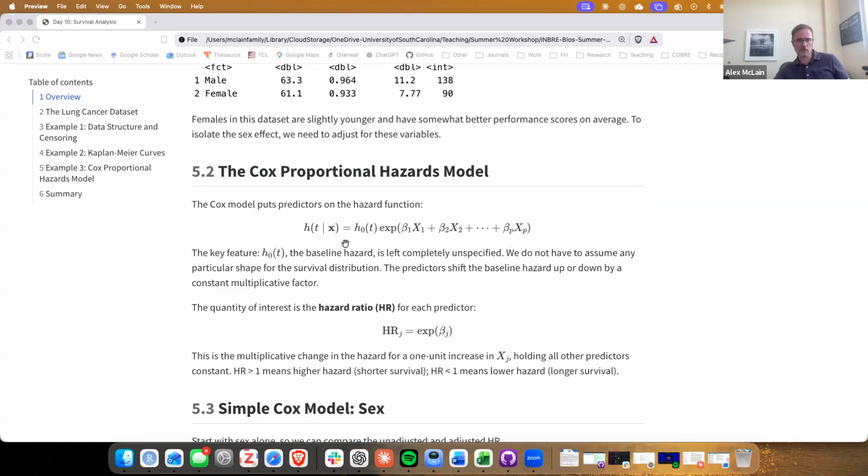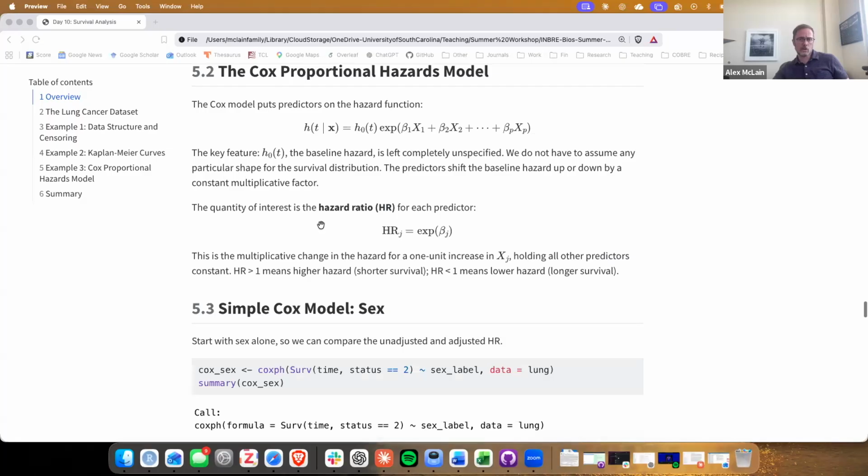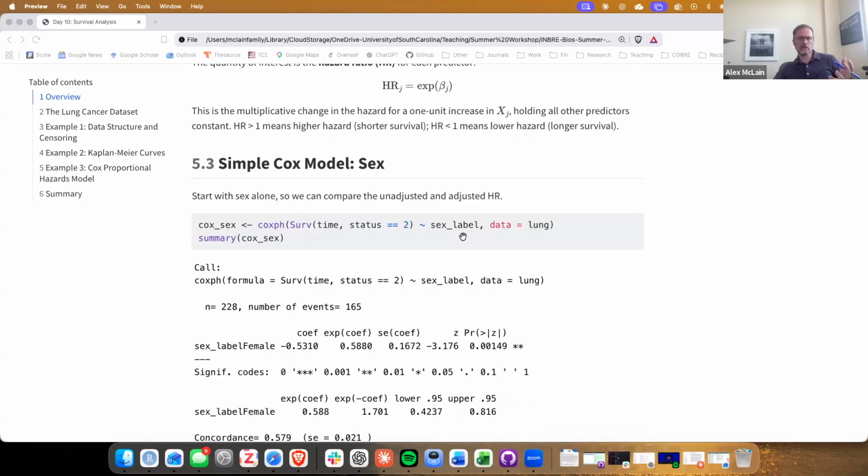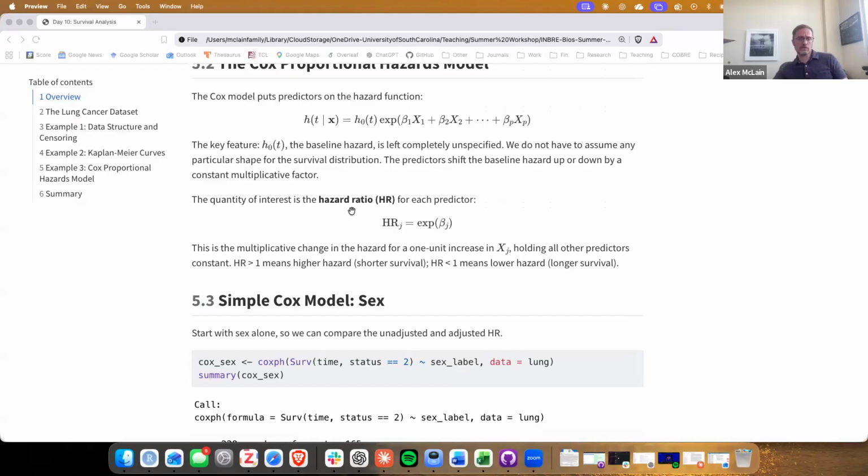You see the formula for the Cox model: hazard function, baseline hazard function, times EXP of all our covariates, beta 1 x1 plus beta 2 x2, and so on and so forth. Again, the baseline hazard function is left completely unspecified. It's a nice thing. For the quantity of interest, we're going to exponentiate these beta coefficients, and this is going to tell us what the hazard ratio is for a 1 unit increase in xj. Another thing that's nice about this model is that we actually get some quantification.